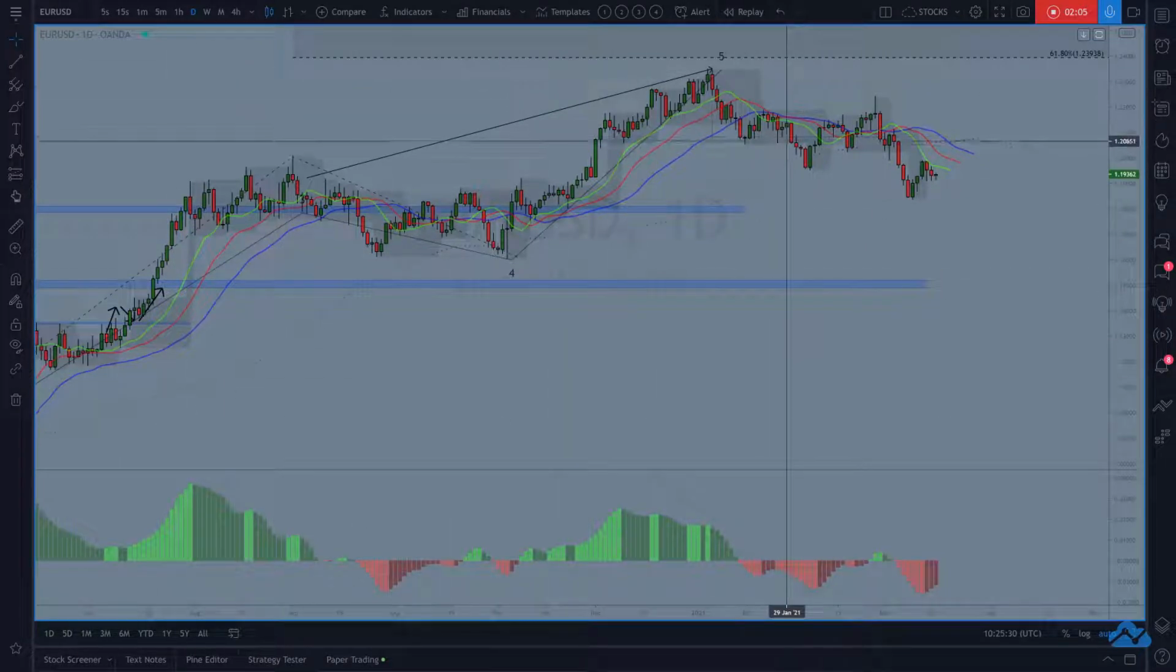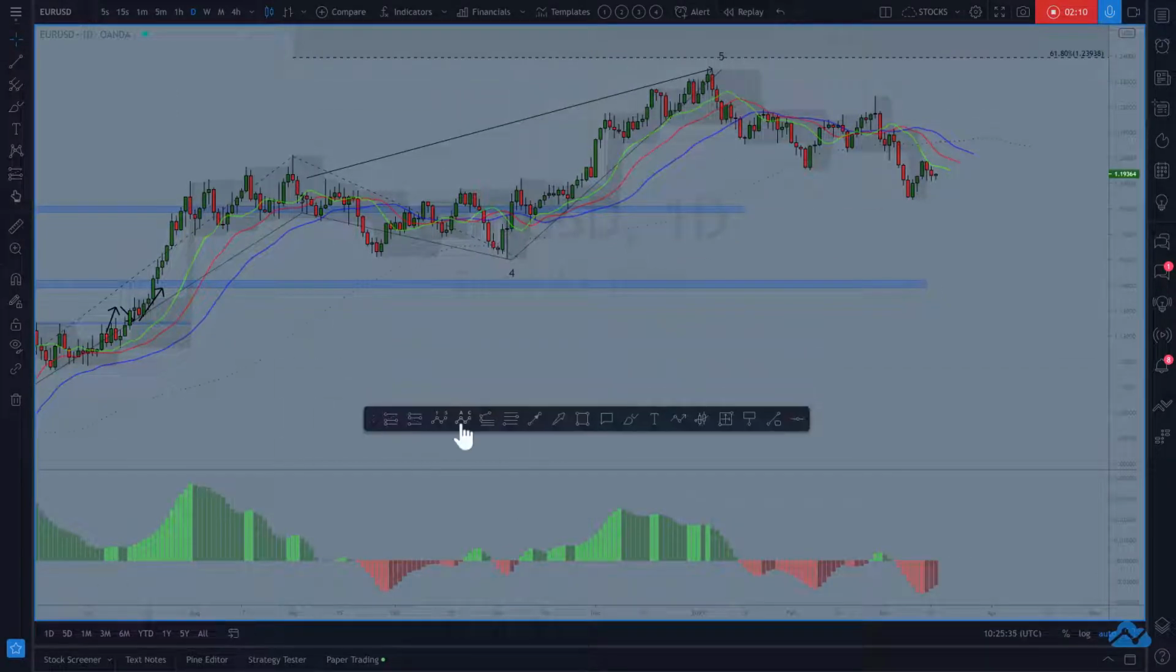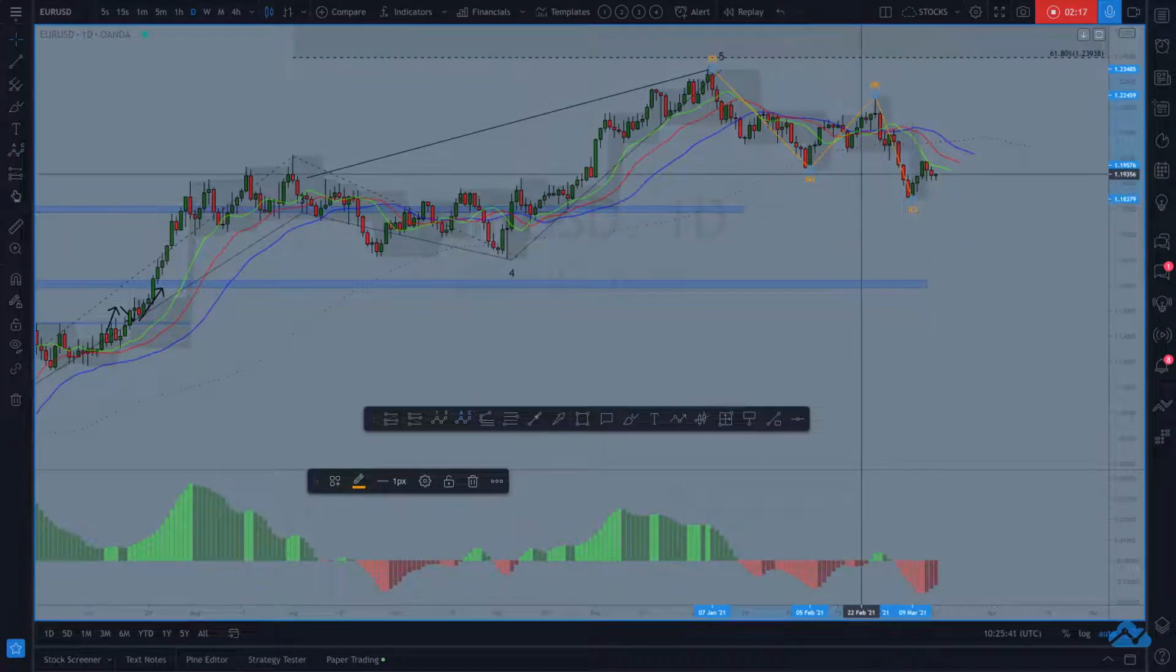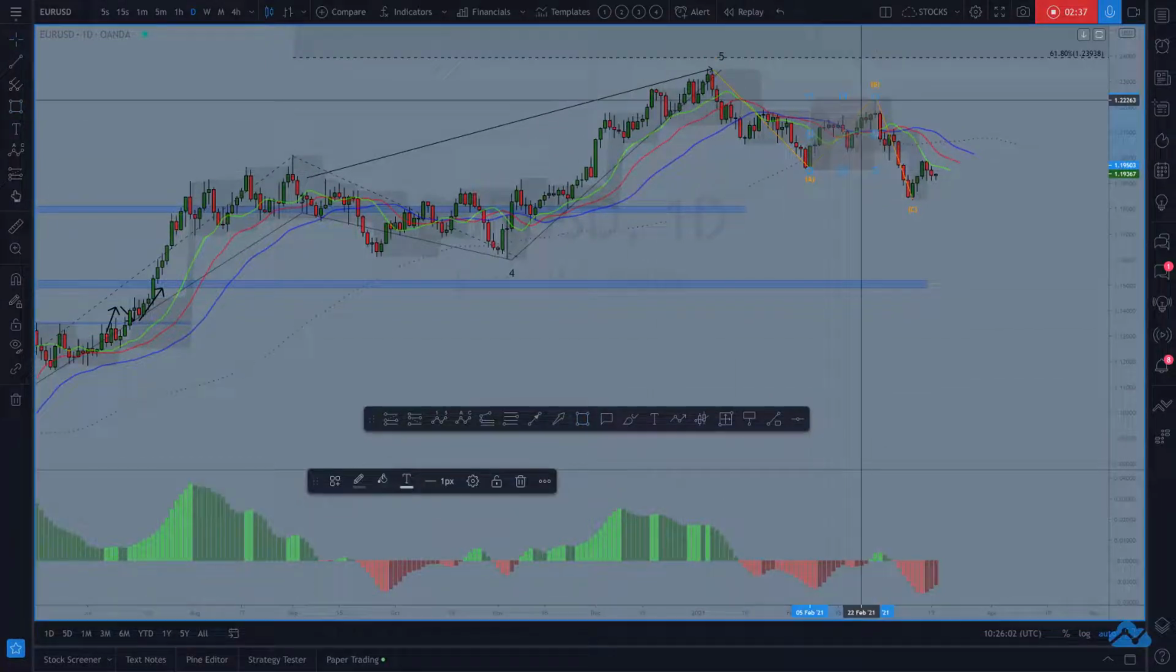So 3, 4, 5, what I'm seeing now is A, B, and C. So we have an A down, a B up, and a C down. Now to prove this is a B, I can also look inside the B, and usually what happens inside the B is you have an A, B, C pattern. So I can see it right now without even going to a lower time frame, but we can go to a lower time frame. But I want to mark the area.